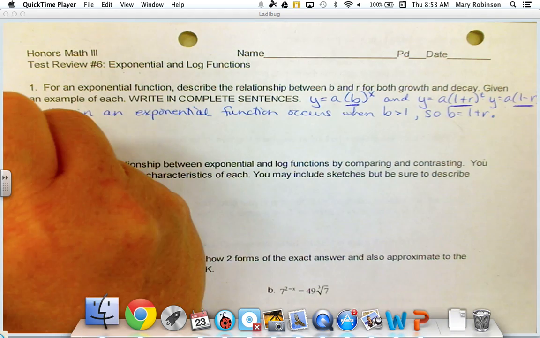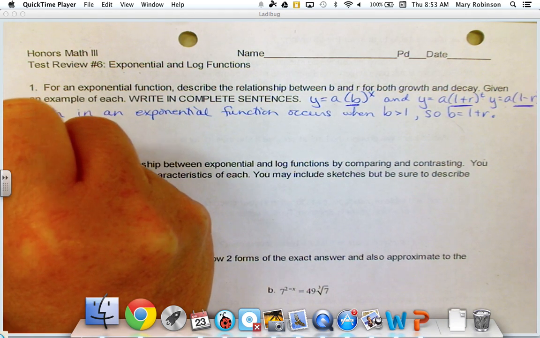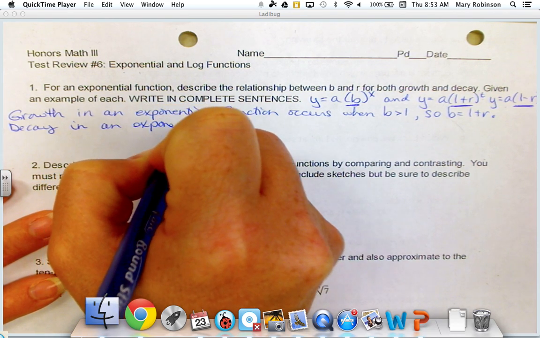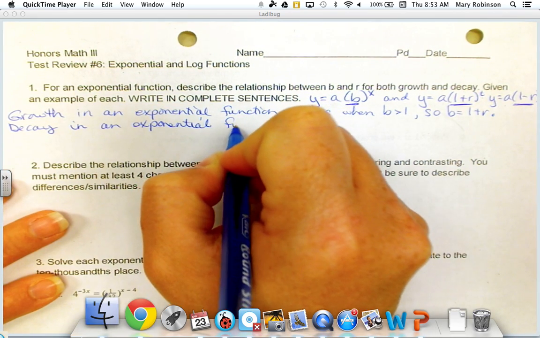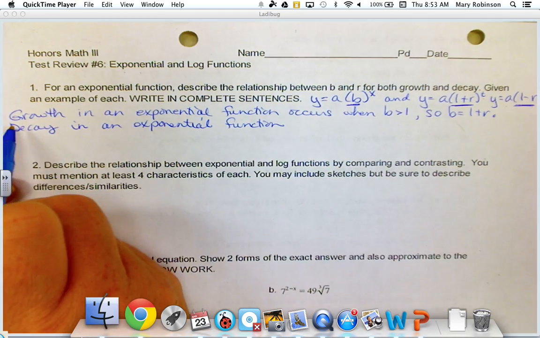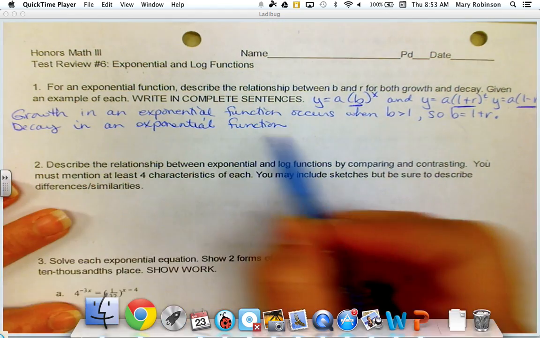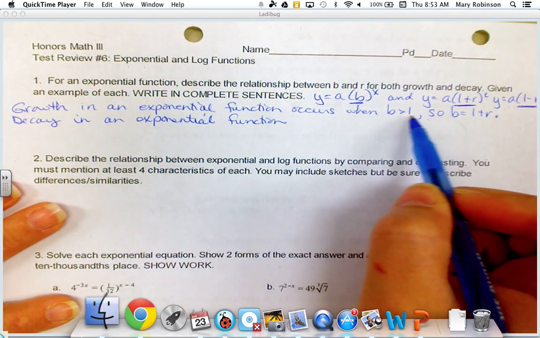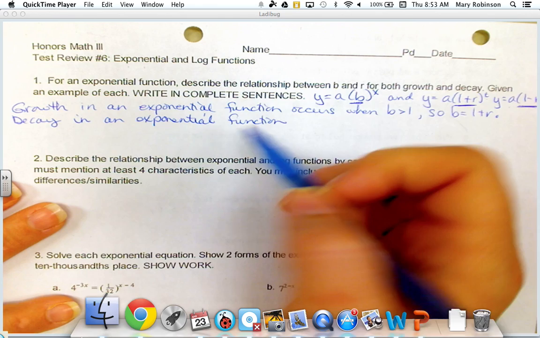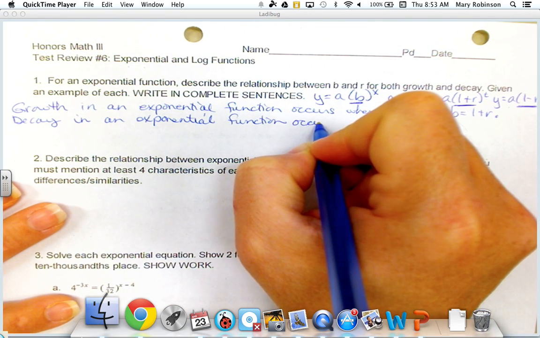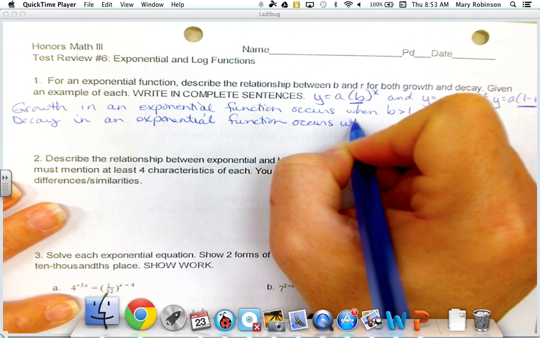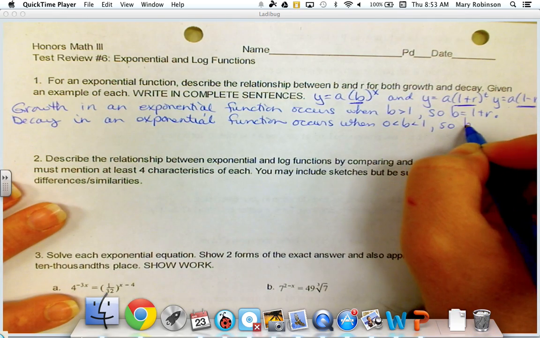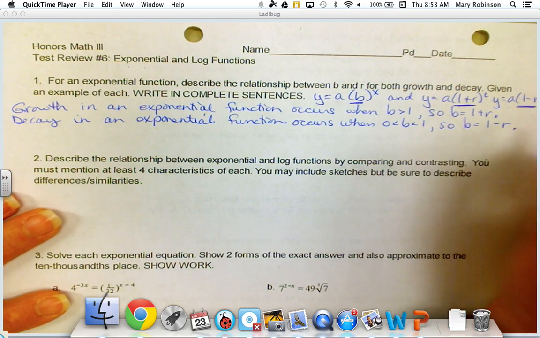r. And then you could say that similarly, decay in an exponential function, notice I'm writing in complete sentences, which means I start my sentences with a capital letter and I end with a period. Decay, there is no abbreviating other than symbols, mathematical symbols. Decay in an exponential function occurs when 0 is less than b is less than 1, so b equals 1 minus r.